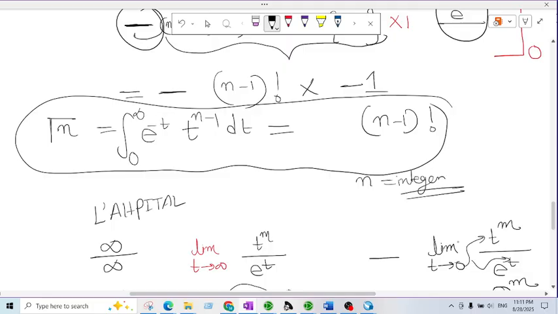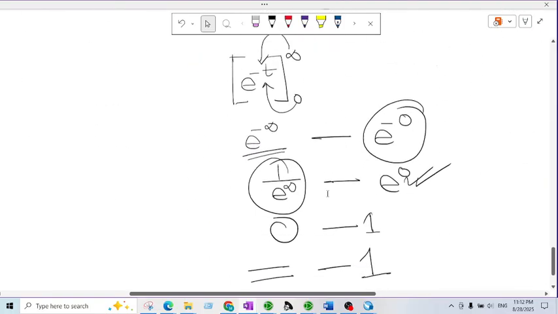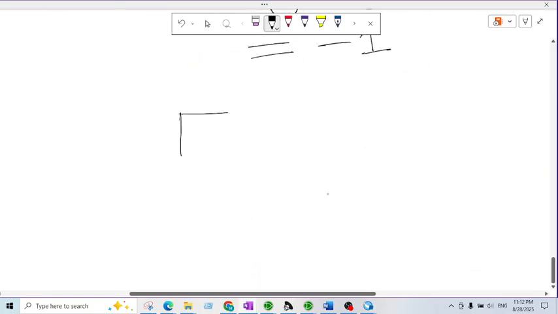But wait, this gamma function not only applies when n is integer, rather this function can be used on any type of n. Okay, n can be 0.5 or n can be 3 by 2, 4 by 3, anything, right? So in the next video we will see what is gamma half.